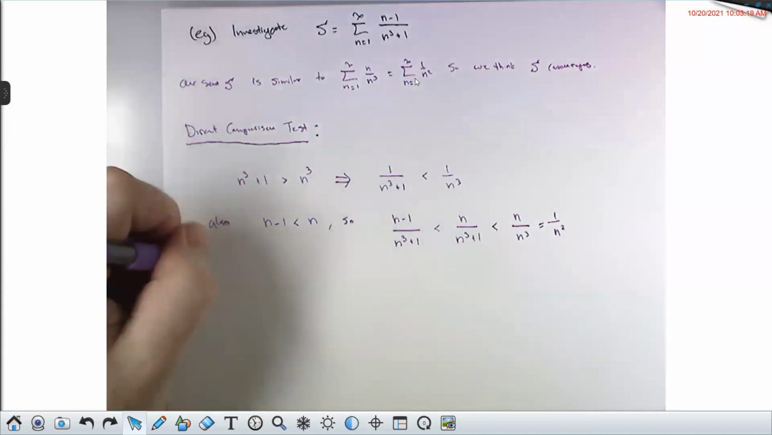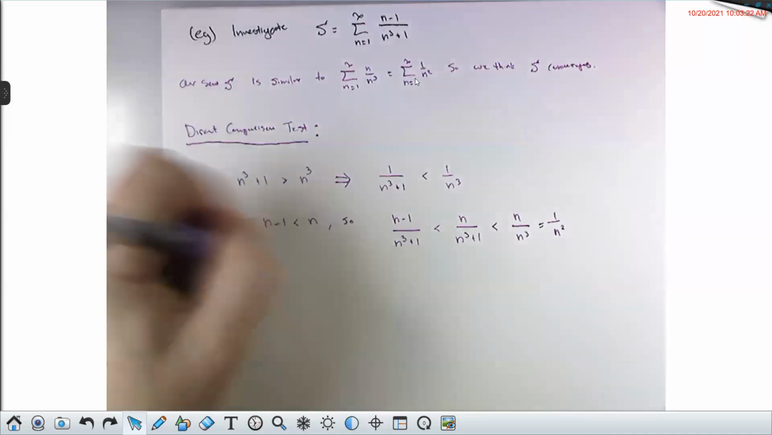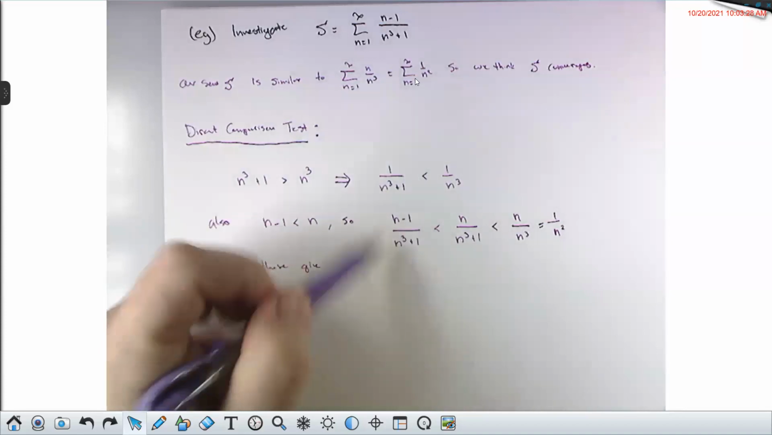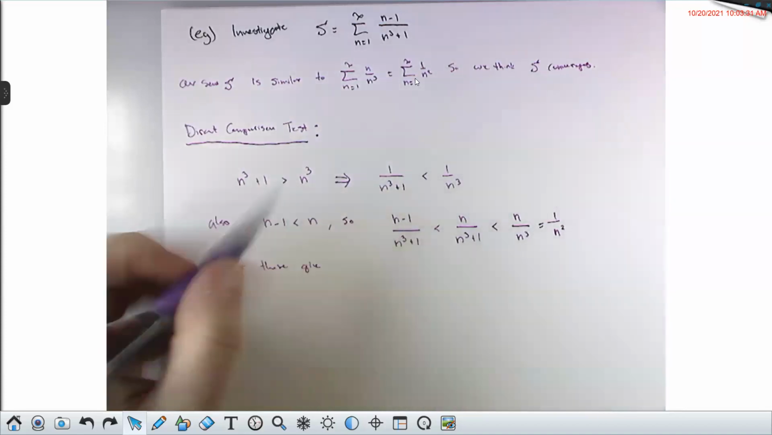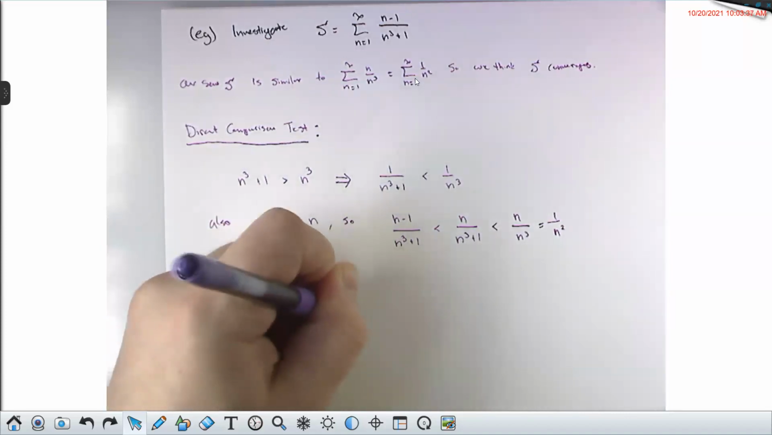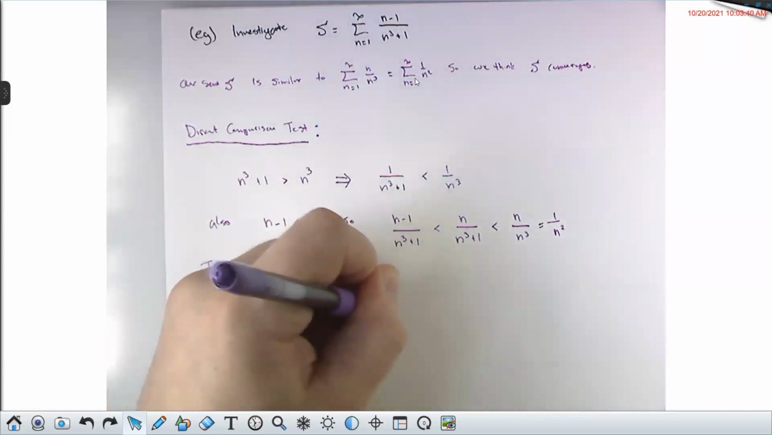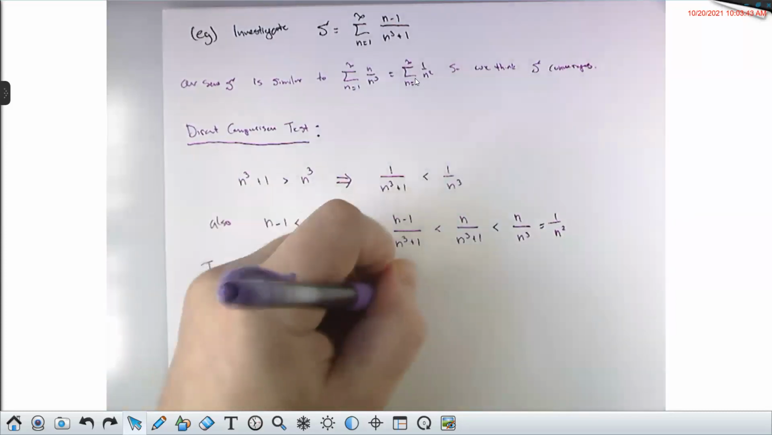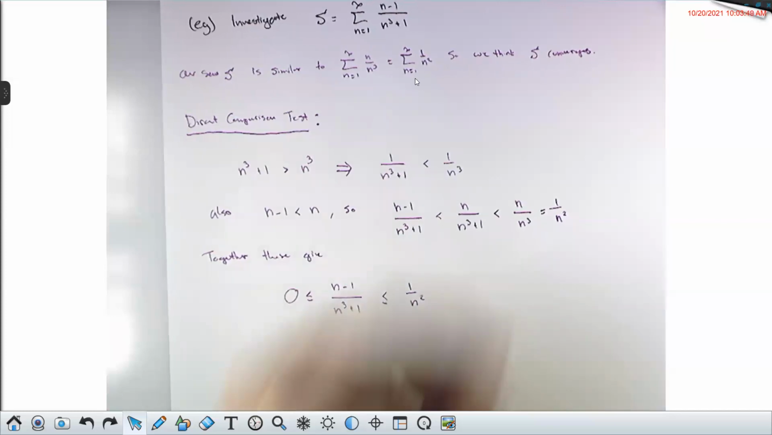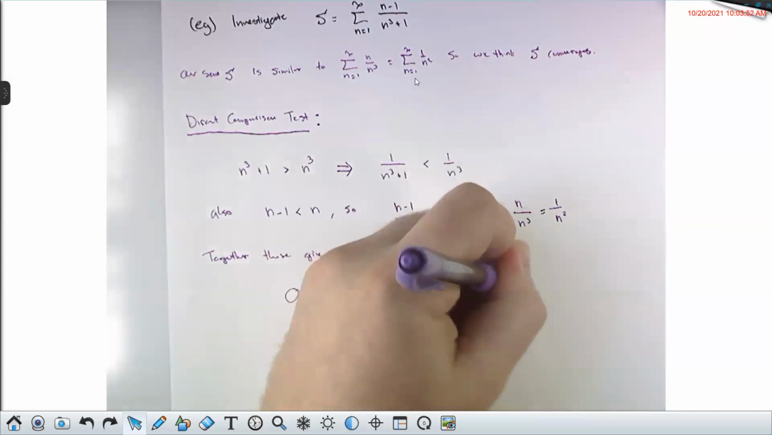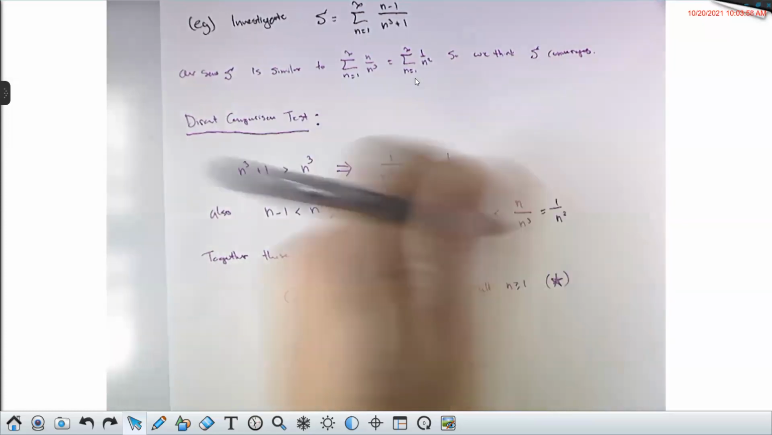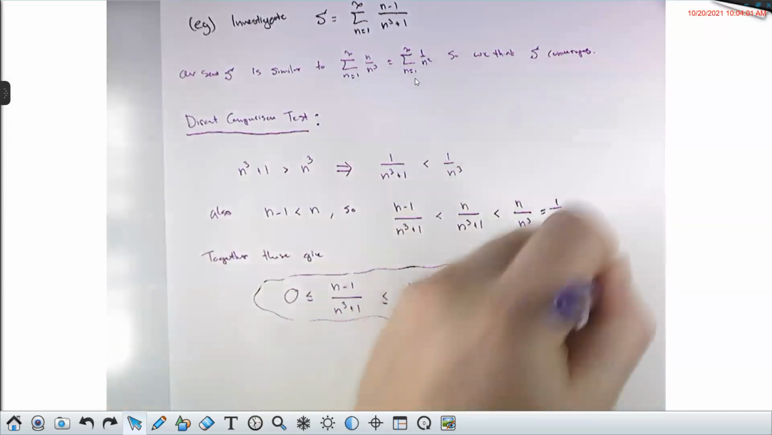Putting this together, these give the inequality. Of course, this thing is positive again. n is running from 1 to infinity, so 0 is less than or equal to n minus 1 over n cubed plus 1, which is less than, it is strictly less than, but we can say less than or equal to 1 over n squared. And this is true for all n greater than or equal to 1. Now we'll call this inequality star. So this is the inequality that I'm going to work with.